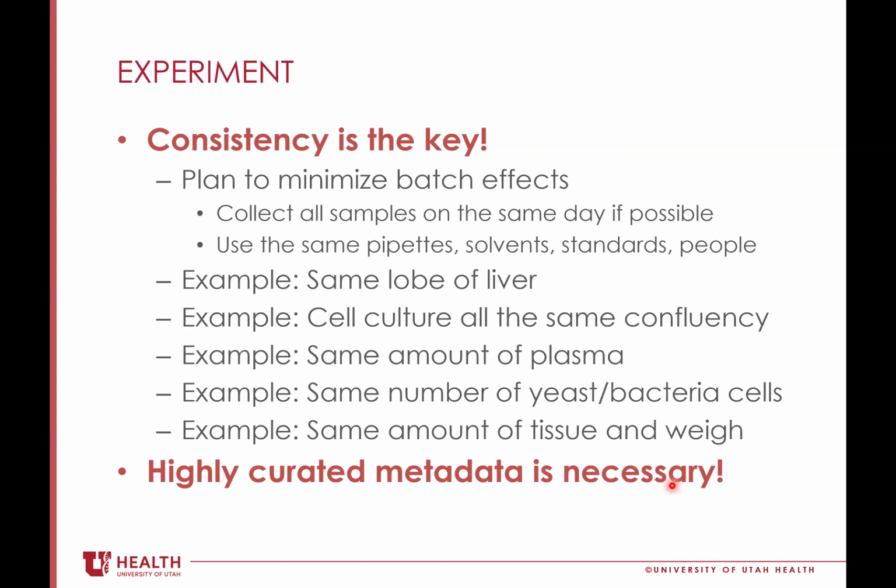Another example is cell culture. Make sure they're all the same confluency, same amount of plasma. People have given us wide-ranging amounts of plasma, and that's very difficult. We might have 25 microliters of plasma in one tube and 35 in the other. We don't know that. We're not told that. Then we'll extract everything the same, and that really distorts the data as well. Same number of yeast and bacteria cells and same amount of tissue. And make sure you weigh that tissue before you give it to us.